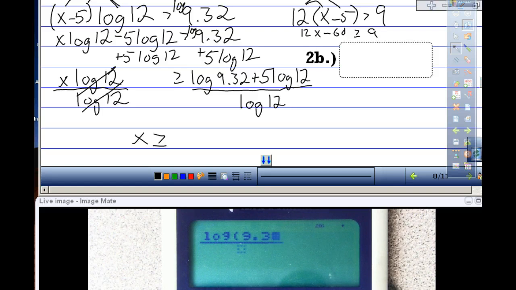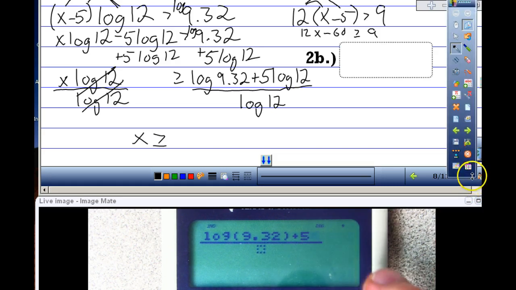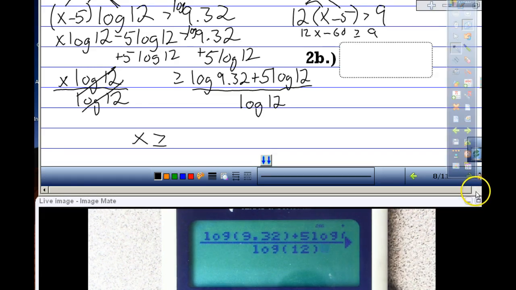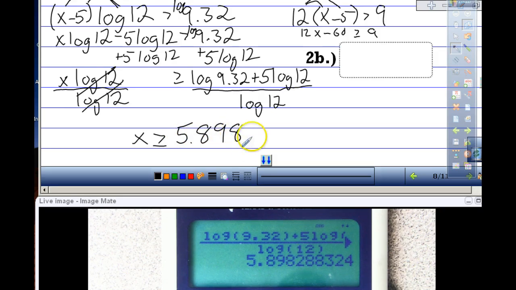Log of 9.32 plus 5 log of 12 all over log of 12. And this type of calculator ensures you're not going to have any errors just by entering things the wrong way. And then we get our answer, 5.898, and then I'm going to round up. And there we go.